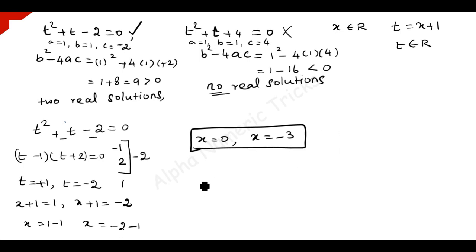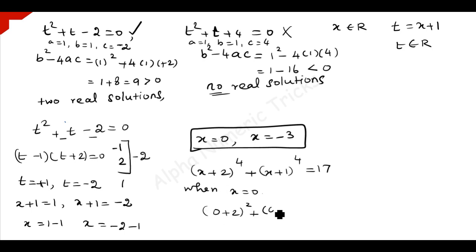We just check our answer. Our problem is x plus 2 whole to the power 4 plus x plus 1 whole to the power 4 is equal to 17. So when x is equal to 0, we have 0 plus 2 whole to the power 4 plus 0 plus 1 whole to the power 4 is equal to 17, and 2 to the power 4 plus 1 to the power 4 is 16 plus 1, which is equal to 17. So 17 is equal to 17.